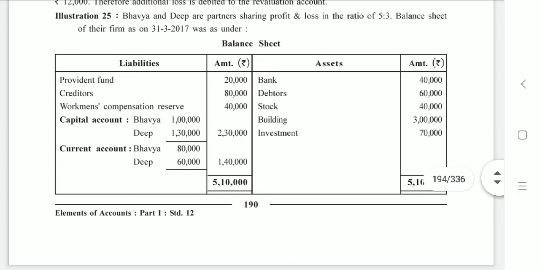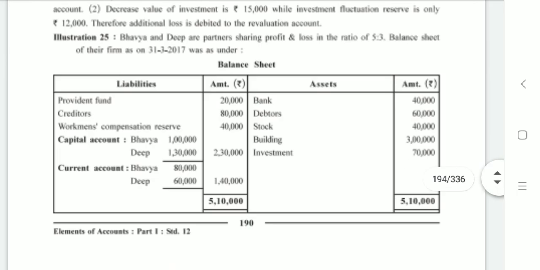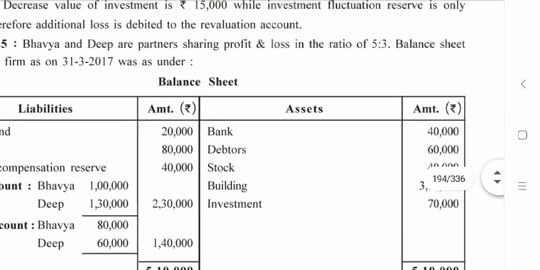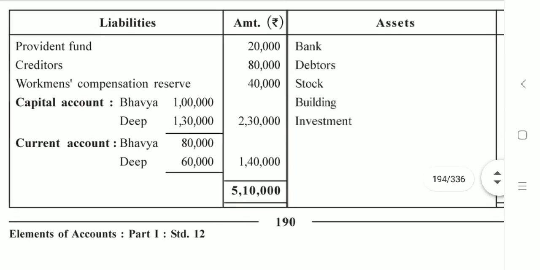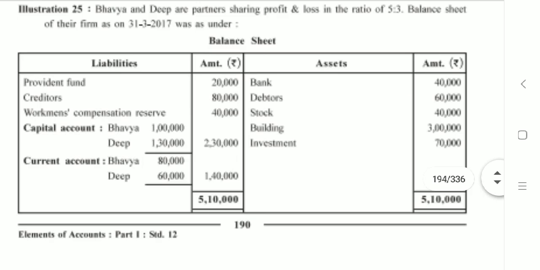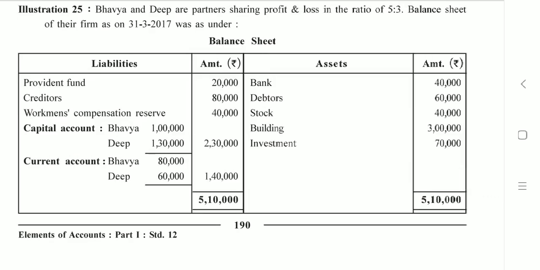Let me explain the question first. See, there are two partners. Their old ratio is 5:3. This is their balance sheet. Current account के balances हैं. So what do I conclude? That I am supposed to prepare an additional ledger account, which is partners current accounts. First point to be understood here is that you are supposed to prepare an additional account.